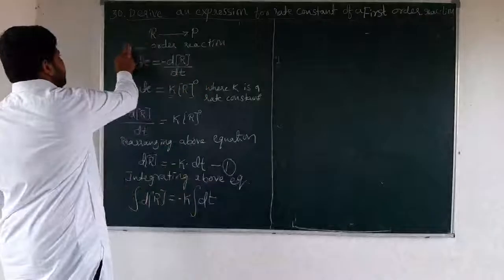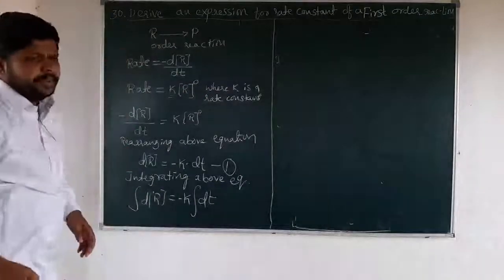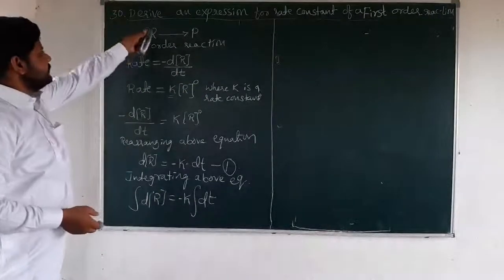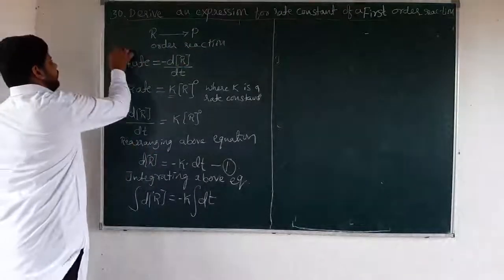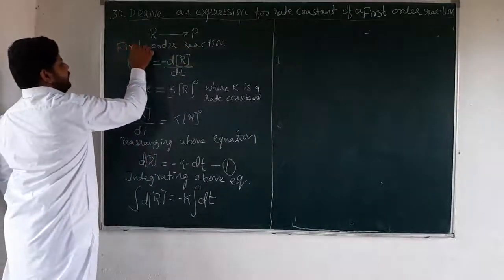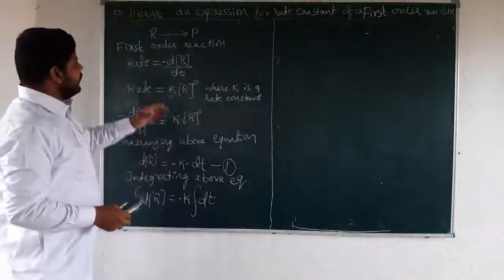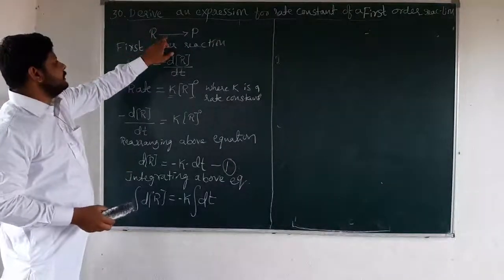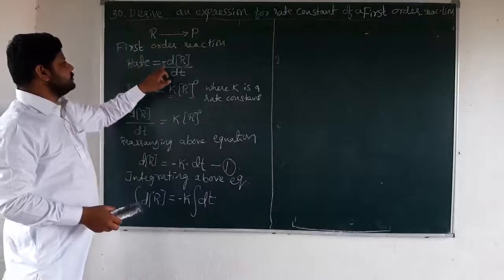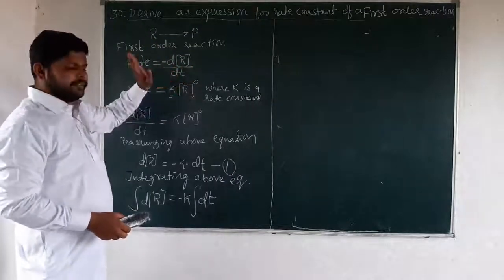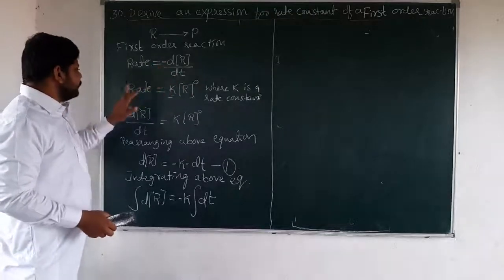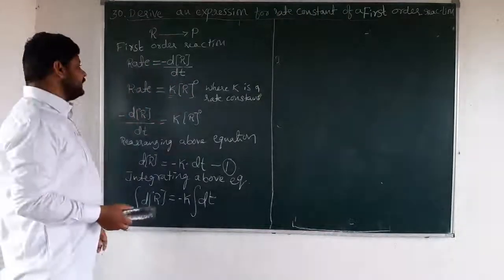So for a first order reaction it is almost the same. Reactant gives product, R gives P. It is a first order reaction, where the differential expression for this equation will be rate equals minus d concentration of R by dt. It will be the same as before.